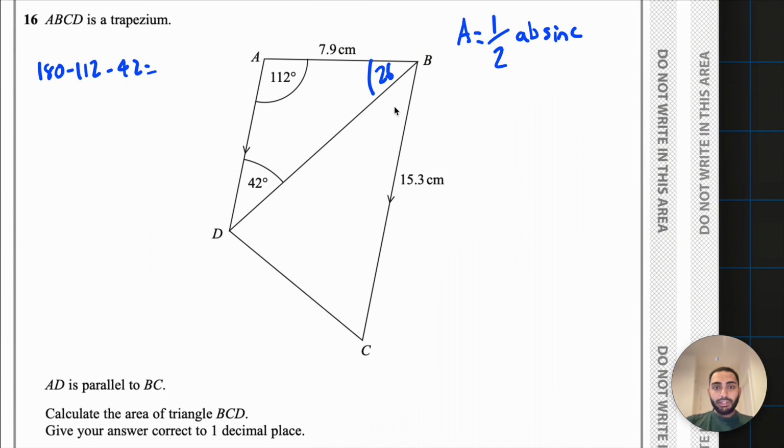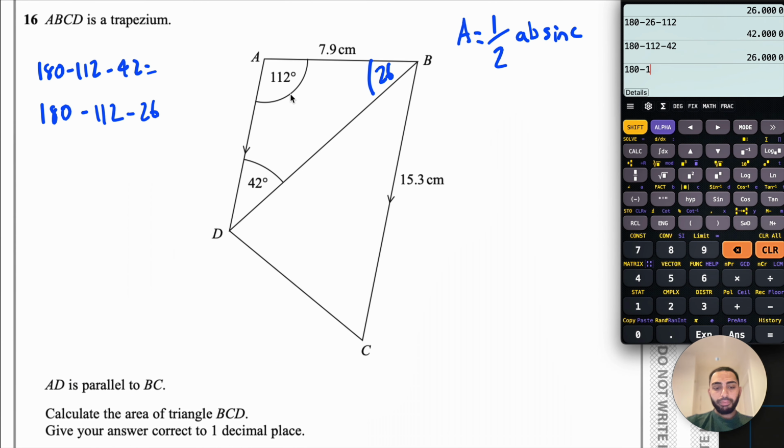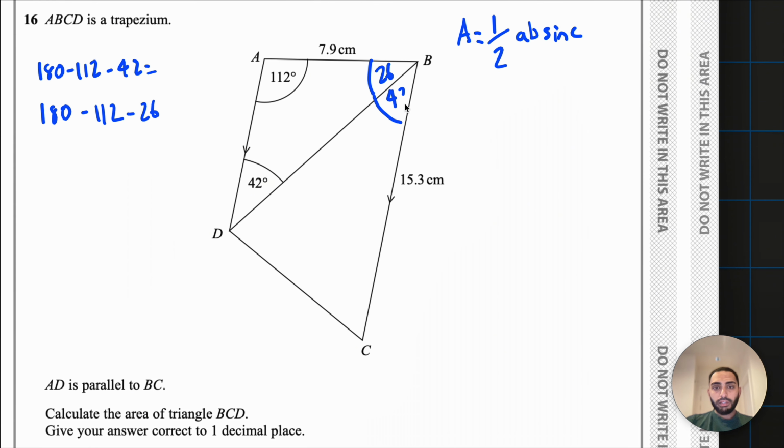Then I need to find out this angle. I know that these two lines are parallel to each other, so I've got a C shape going on over here. It's co-interior angles. So this angle and this angle add up to 180. So I'm going to do 180, take away 112, take away the 26, which gives me 42. So this angle here is 42.